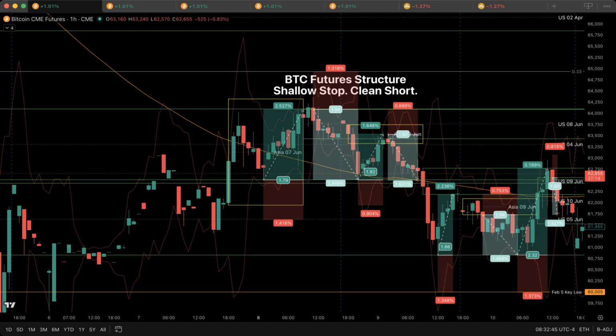June 10th U.S. session forms between June 5th U.S. midpoint and June 4th U.S. lower boundary. It contains June 9th Asia session box. Price rises to June 9th U.S. upper boundary. Then it fails. Short setup. Entry. June 10th U.S. upper boundary. Stop. June 10th U.S. upper boundary 150% area. Target. June 9th Asia lower boundary. Risk-reward ratio. 1.63. The trade is possible because the stop is shallow and the target is close.